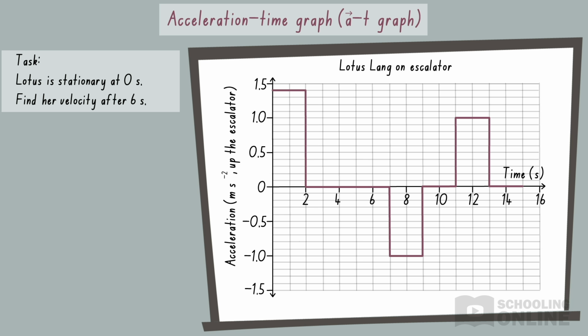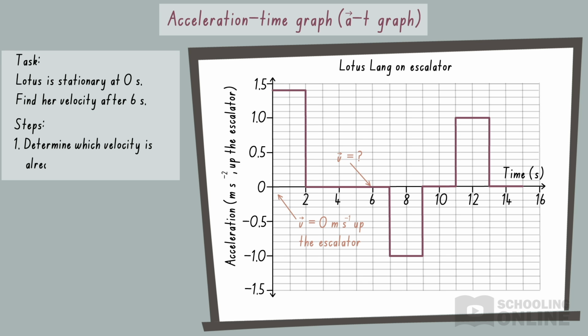Let's see how this process works, step by step. Suppose that Lotus's initial velocity, before she boarded the escalator, was 0 metres per second. From this, we can calculate her velocity after 6 seconds. In step 1, we realise that we already know her initial velocity. Step 2 tells us to mark 0 seconds and 6 seconds on the acceleration time graph.